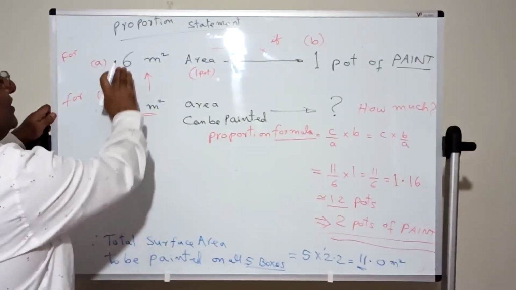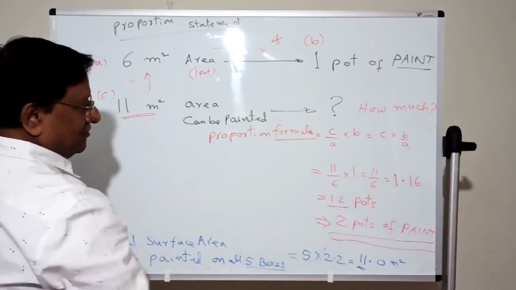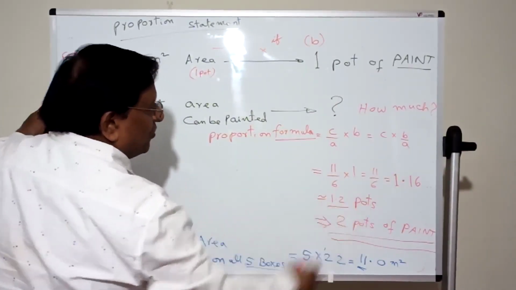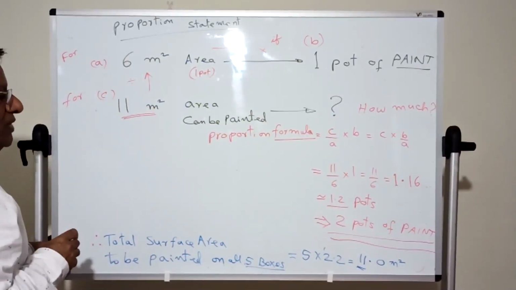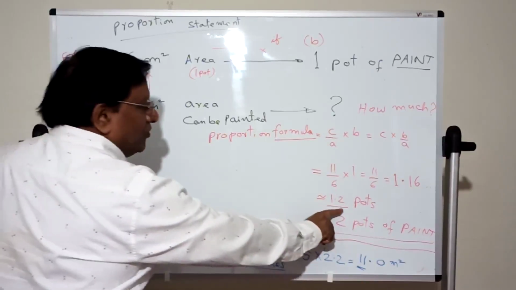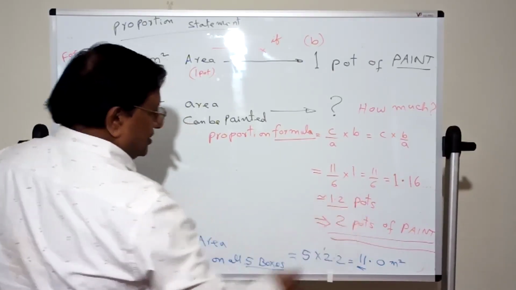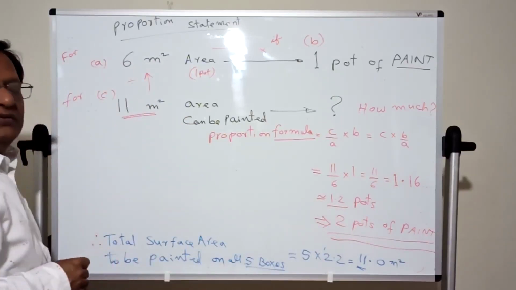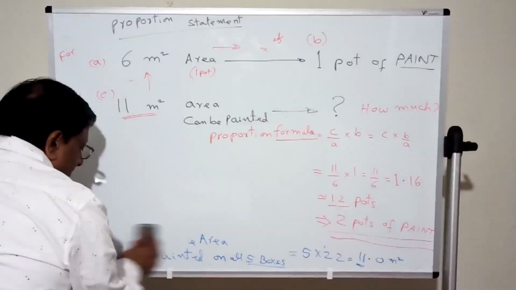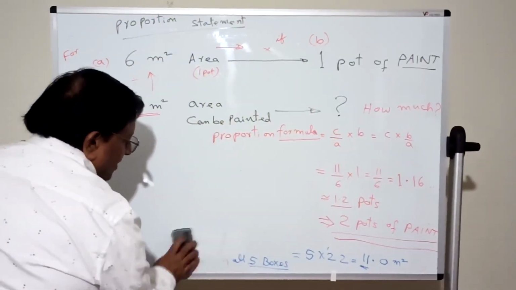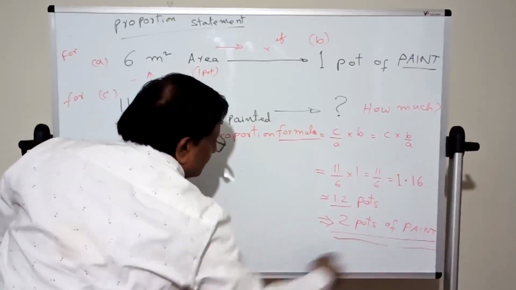Proportion statement, 11 divided by 6 times 1. Or simply, because this is 1, 11 divided by 6. That is 1.2 parts. So round off to the next higher number. Even though it is not 1.5 or 1.7, you cannot get 0.2 part. So 2 parts. That is how you have to do it. Okay. All right. That means this one is in the middle. In the end, it will be this. 2 parts are needed.